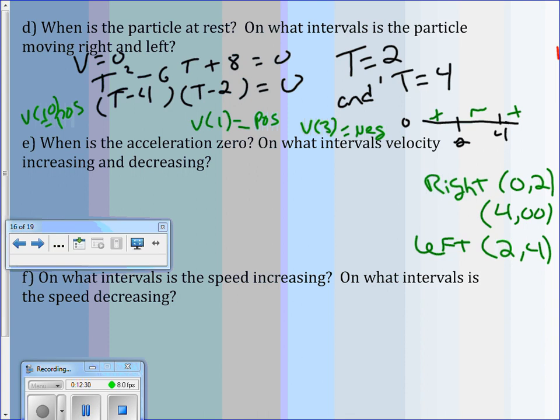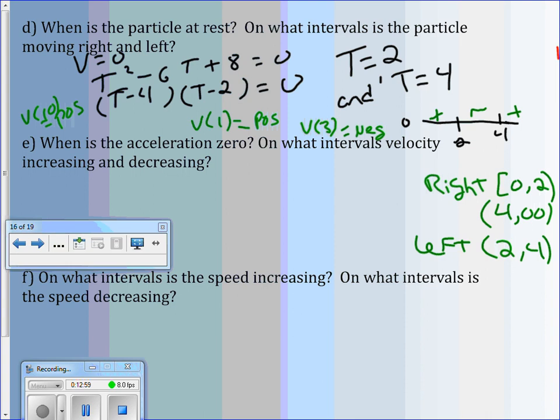Well actually, I should include the 0 here though. The 0 is not a zero of the velocity. Realize that. 0 is just the start of my interval. When time is 0, it does have a positive velocity. We're starting counting time when it's in motion to the right already. Okay, there's a sign chart.